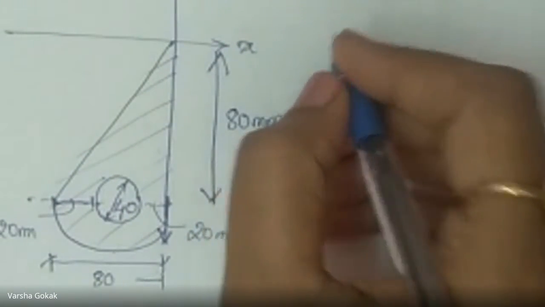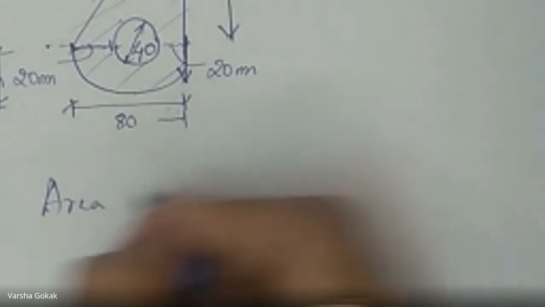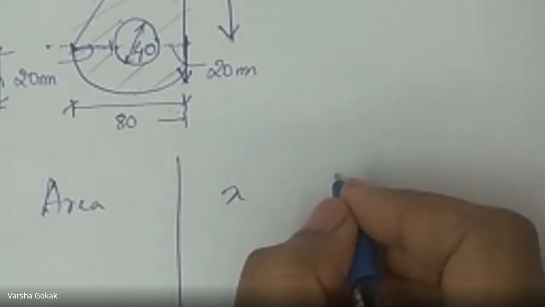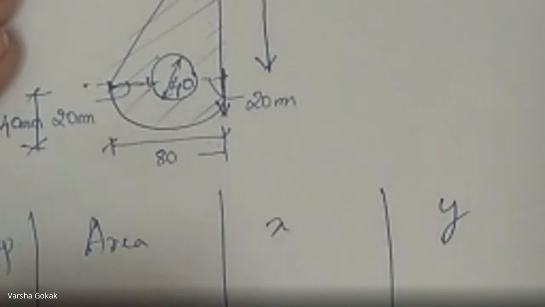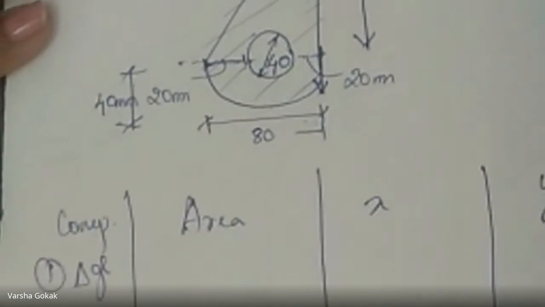I'll do one thing. We'll put up a table as it is, but it's not going to be visible. Component, area, x, and y, right? So first I will take the triangle as the component. First component I'll consider a triangle, right?